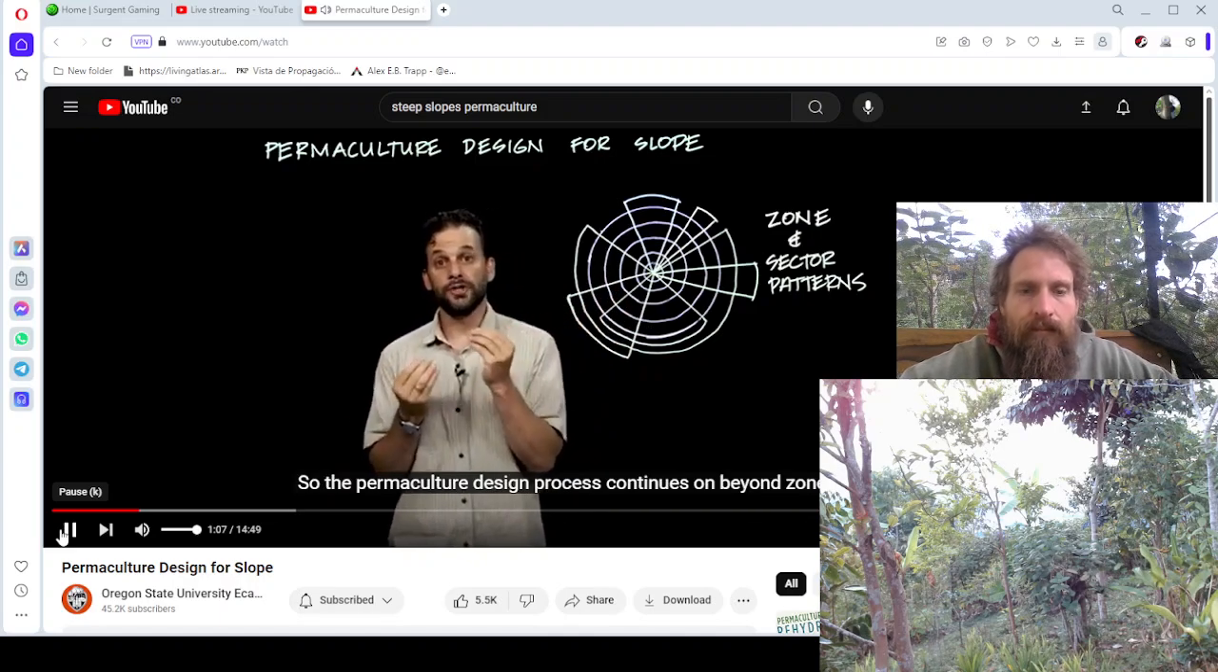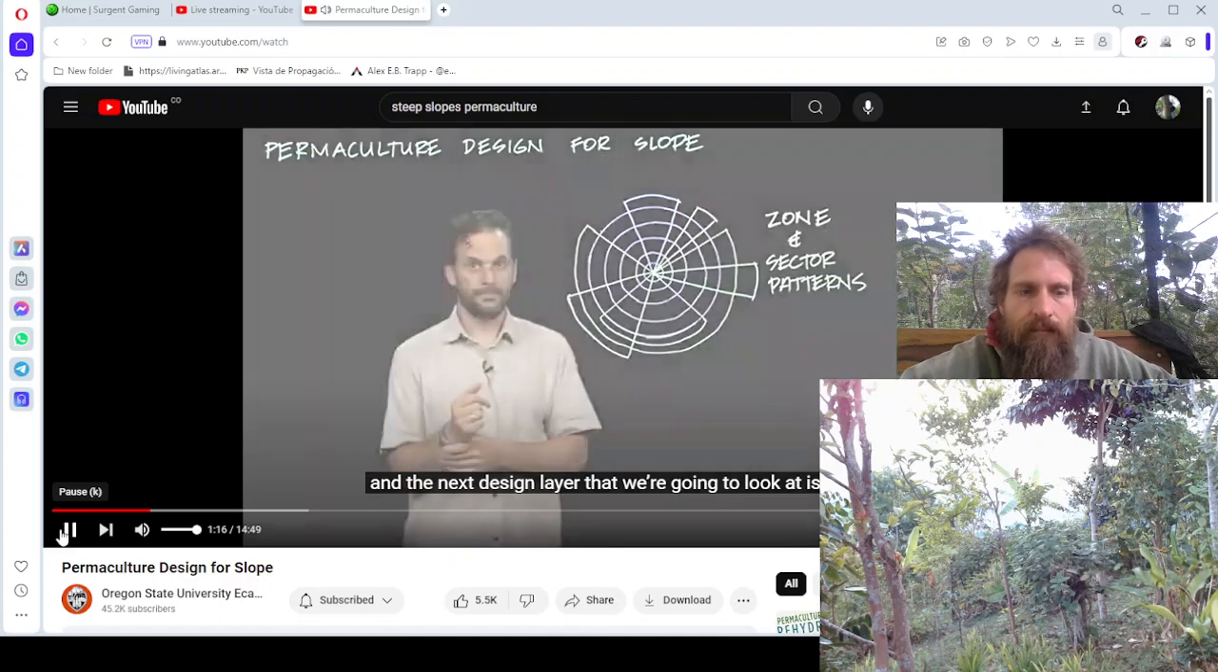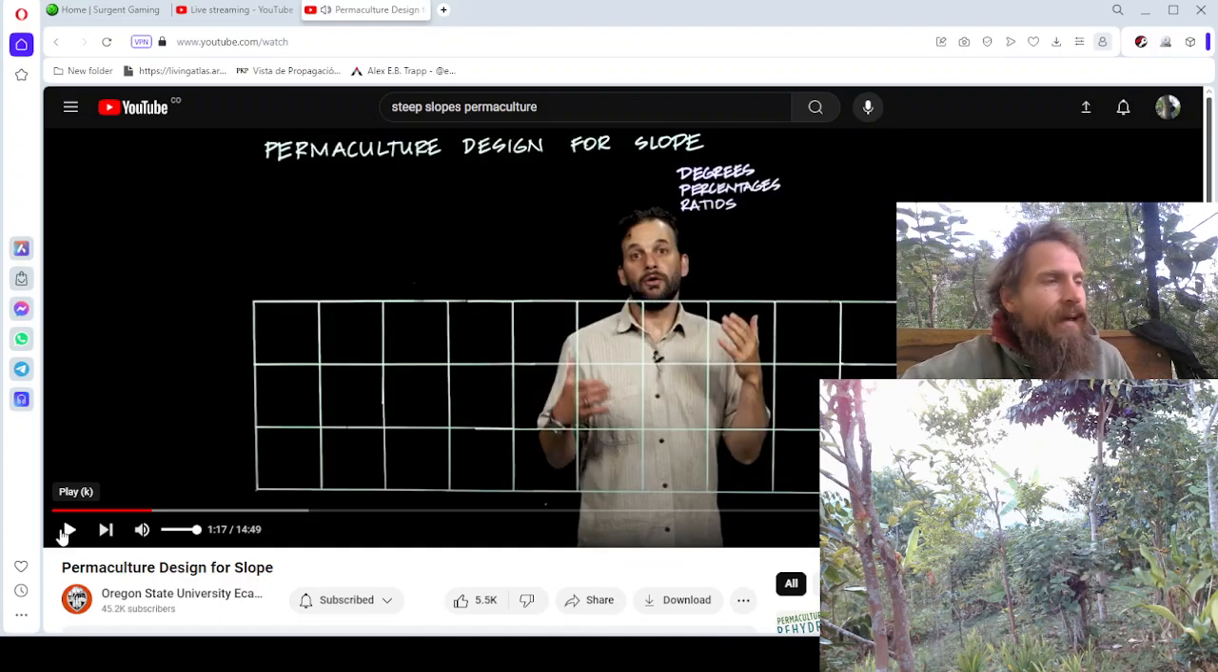Each site is unique. So the permaculture design process continues on beyond zones and sectors. And the next design layer that we're going to look at is slope. Now, one thing that I think doesn't help the permaculture people is the order in which these things are in. We're going to move beyond zones and sectors into the things that really matter. So it's almost like when you start in permaculture, you think, oh yeah, all of this is solved. All I got to do is overlay it. But when you're coming into a place that's infinitely varied, and you're trying to force your model onto it, some challenges can occur.